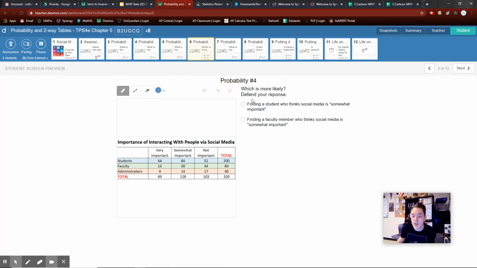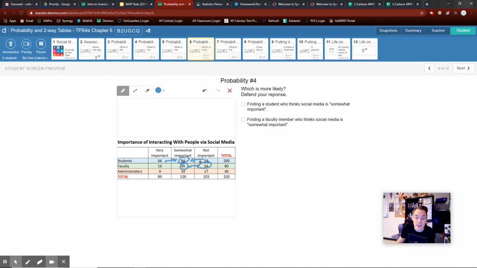Okay. Now, which is more likely, and try to defend it. So, finding a student who thinks social media is somewhat important, or finding a faculty member who thinks social media is somewhat important. I think what's more likely is finding a student who thinks social media is somewhat important. However, you can kind of argue for both. The reason why I do student is because for faculty here, it's almost even. And here, it's almost 20 or 30 more students who think that's somewhat important, okay? And so that's why I think it's both.